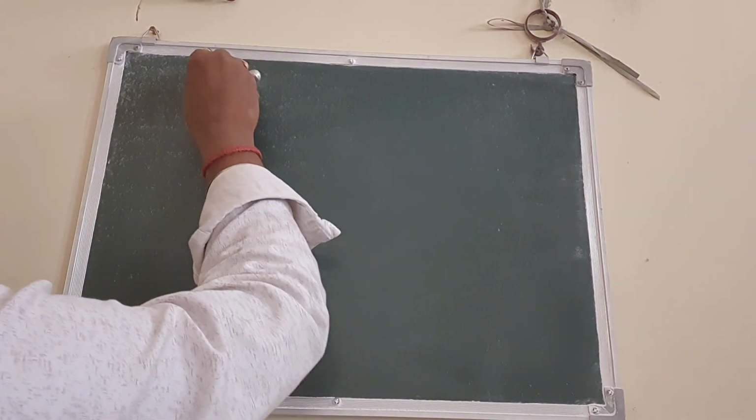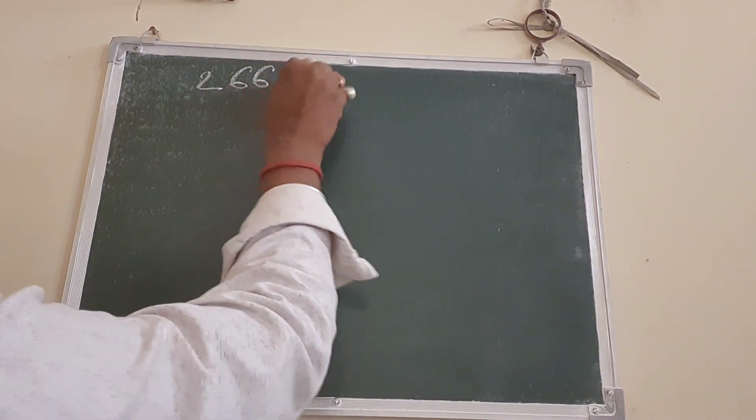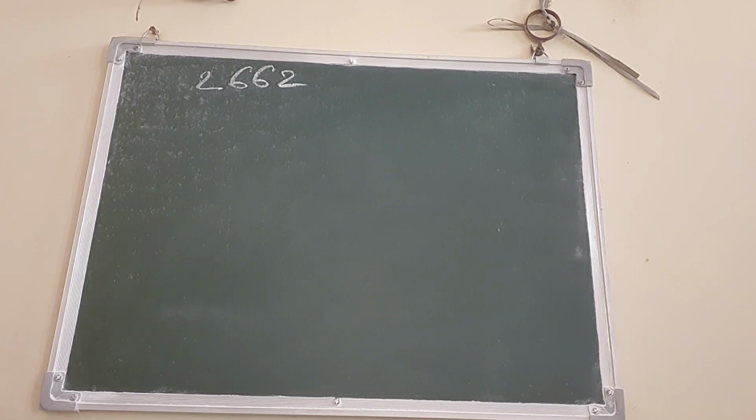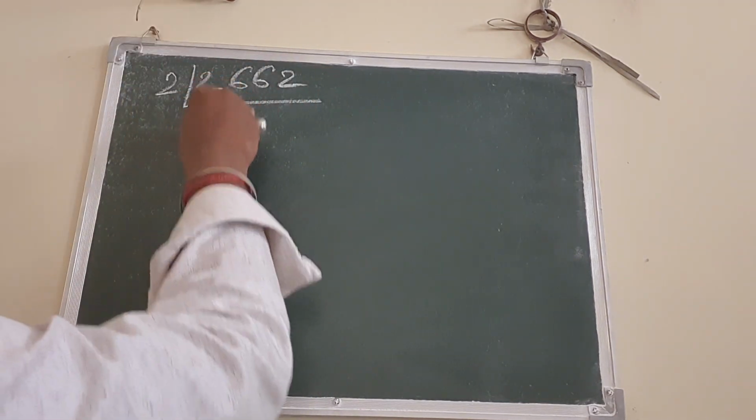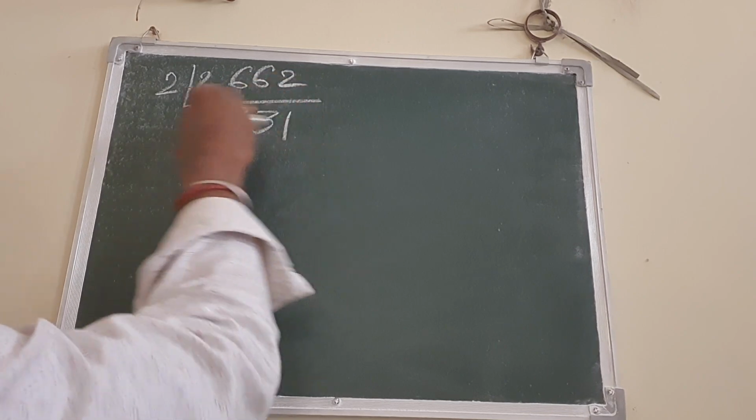So our question is 2662. This is our question. So this is the number given to us, and we have to find the smallest number which should be multiplied to make it a perfect cube. So here we are dividing, since it is an even number, it is divisible by 2, so it is coming out to be 1331.